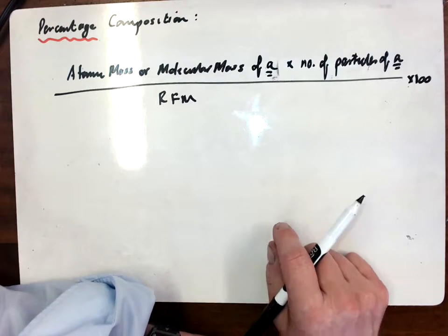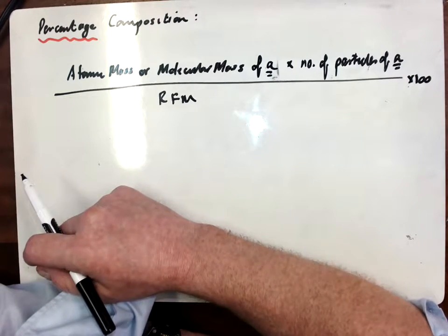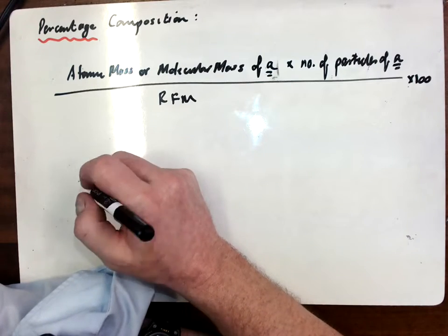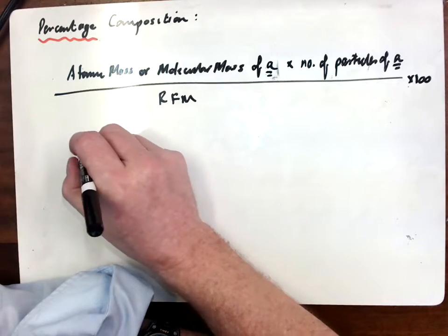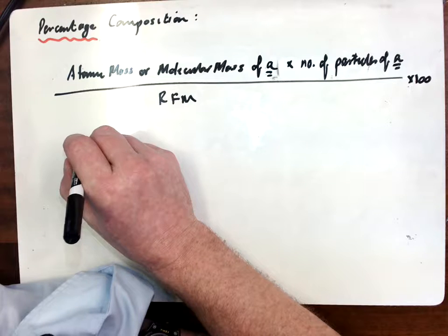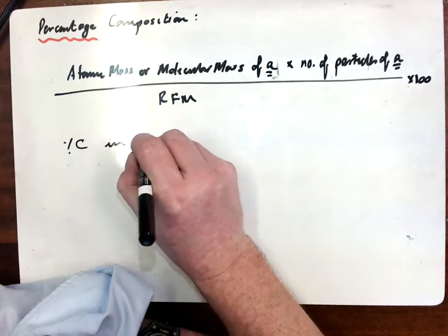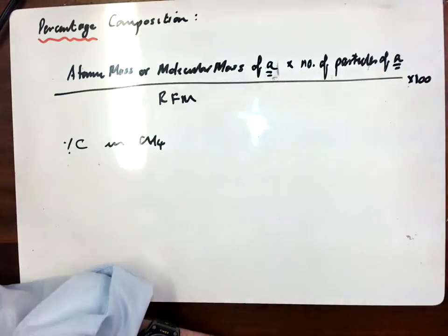So we'll look at a couple of nice simple examples, and then we'll look at some more complicated ones, and then we'll look at water of crystallization calculations to finish off. So let's take a really simple one to begin with. Let's say we're looking for the percentage of carbon in CH4.